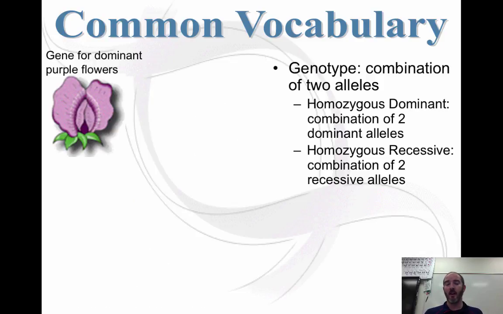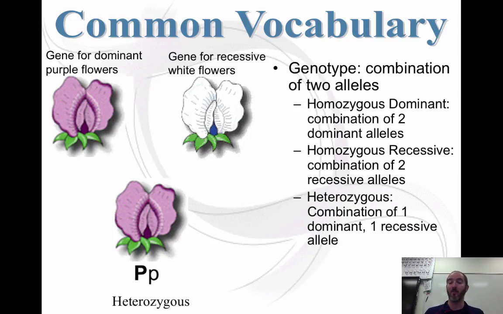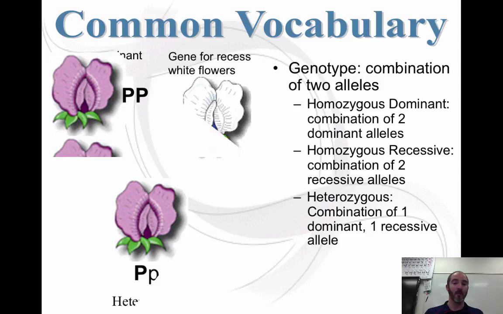All right, and then a heterozygous setup would be where we have one dominant allele with one recessive allele. And this is what we would term being heterozygous, a combination of one dominant and one recessive.